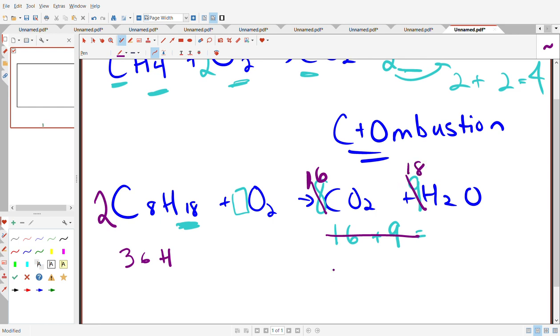But now if you notice, we have 16 times 2 oxygens, which is 32. And you have 18 there. And then if you add that up, we actually have 50 oxygens here. So then that's easy. You could just put a 25 here. And if the 2 didn't work, then you try a 3 and just go in consecutive order.